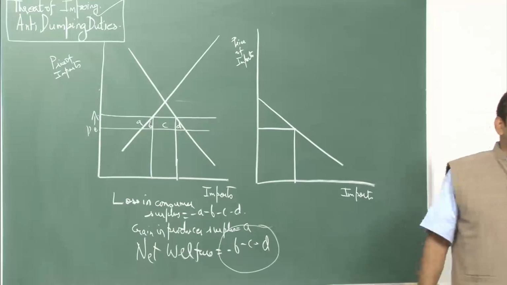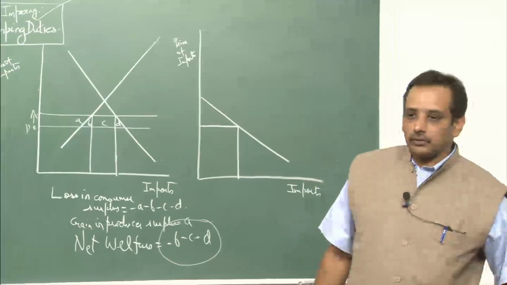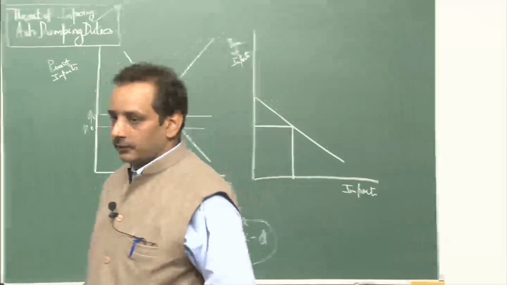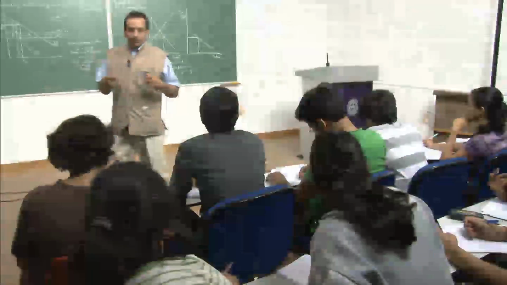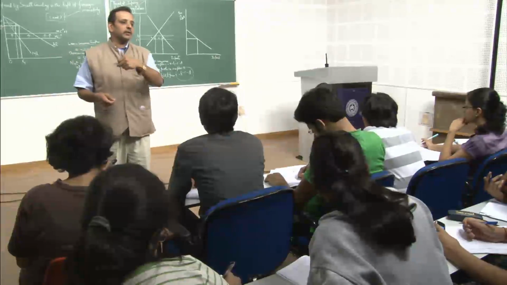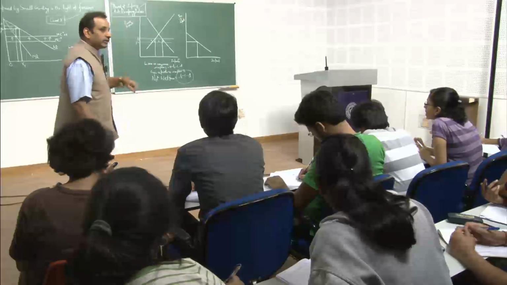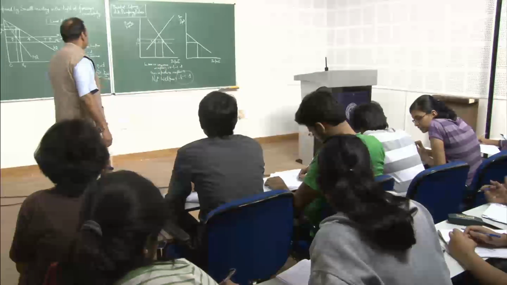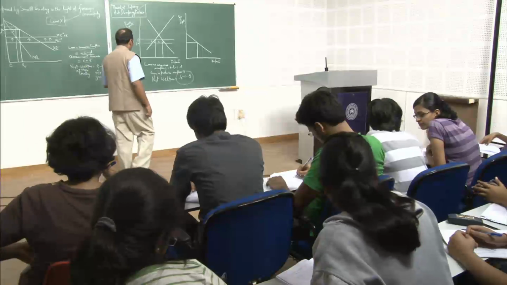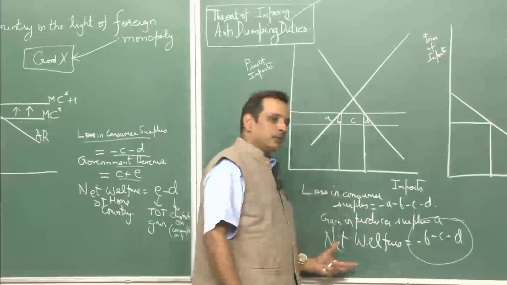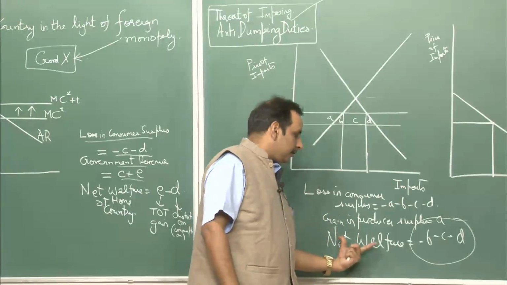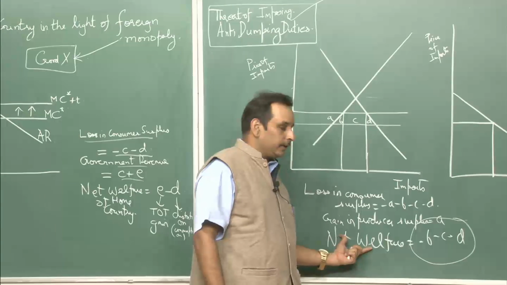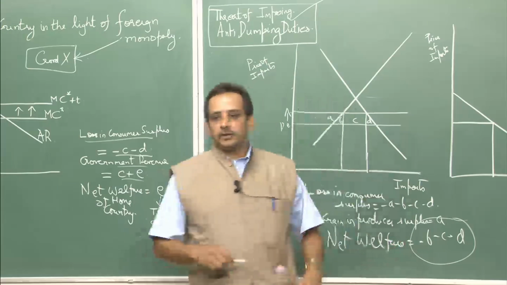It's greater than when you impose tariffs. When you impose tariffs, remember the welfare worked out to be minus B minus D. Here, just the threat of it forces the foreign producers to increase their export prices. As a result, the net welfare of this country comes down to minus B, minus C, minus D.